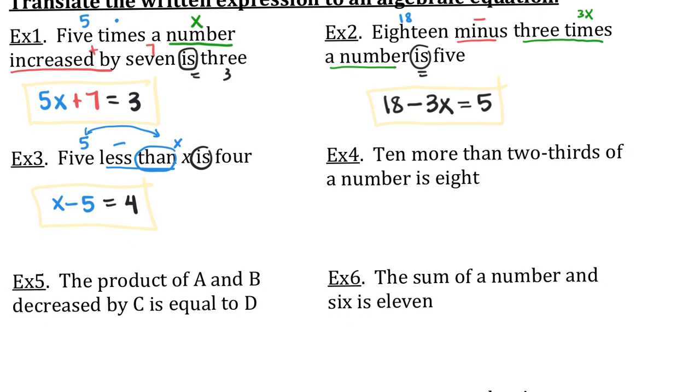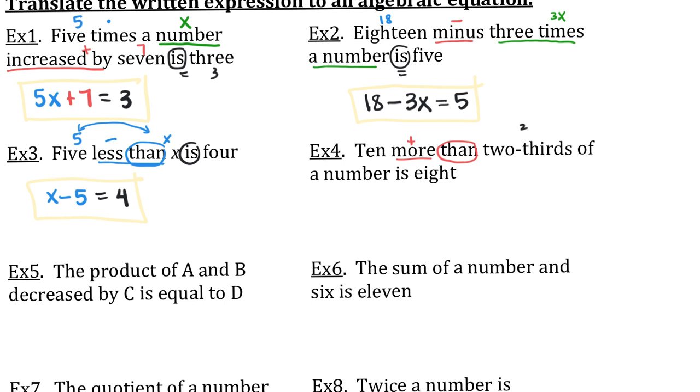Okay, let's try the next one. It also has the word than in it. I see 10 more than. More than means adding. It also has the word than in it though. The than means you're going to add 10 to the other thing. So it goes out of order. Let's see what we're adding 10 to.